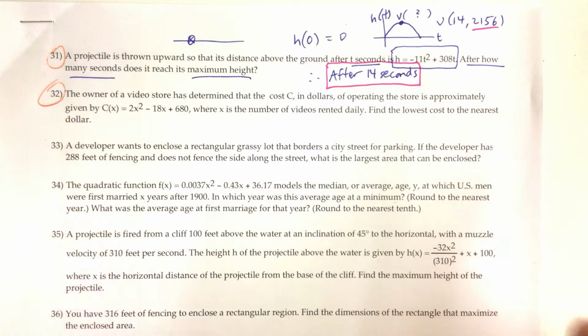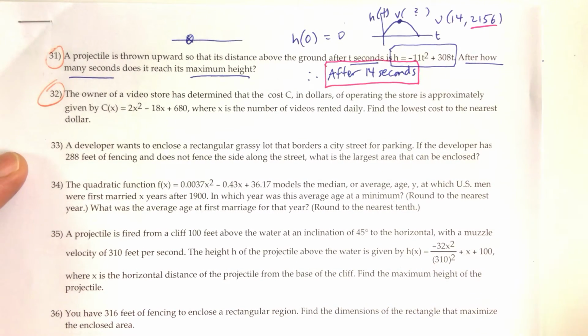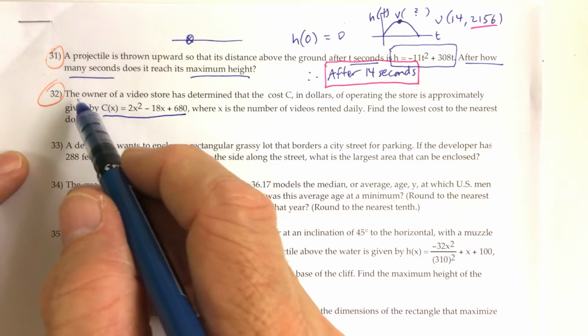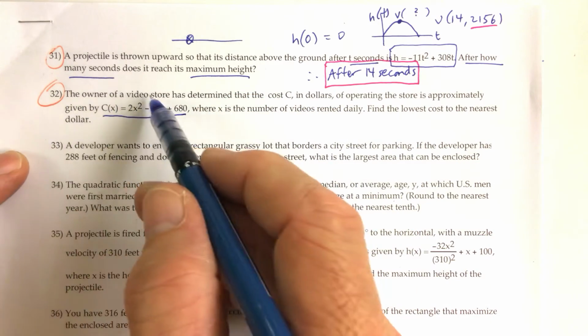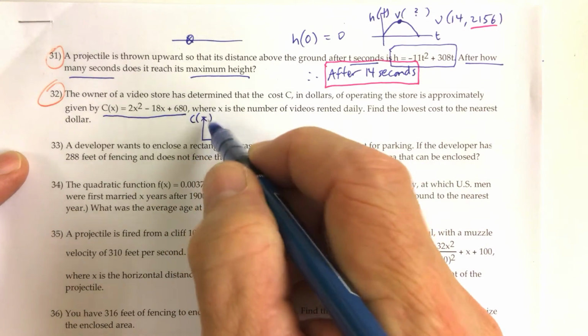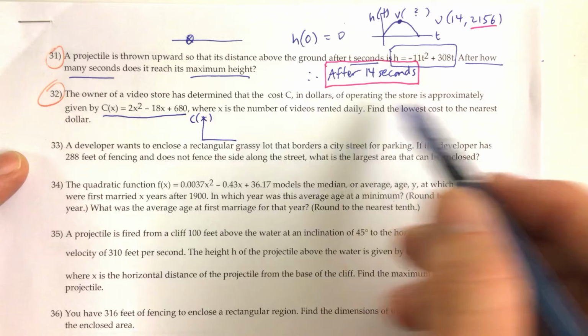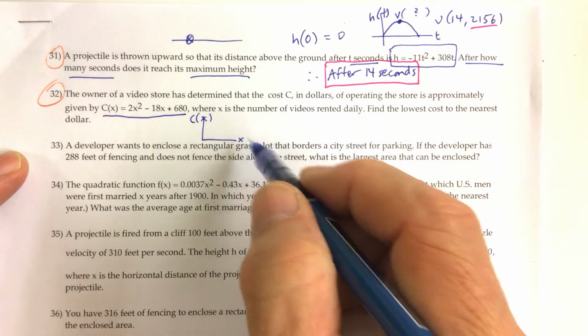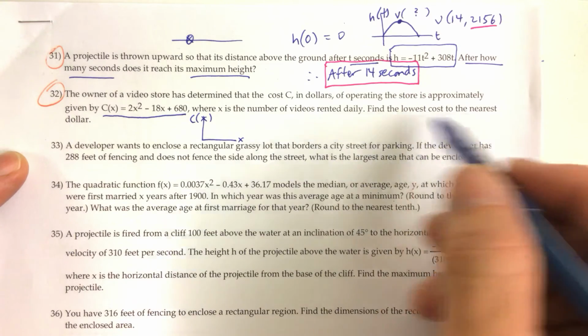All right, for problem number 32, we have the same kind of thing, meaning that we have a quadratic function. What does that represent? The owner of the video store has determined that the cost, in dollars, of operating the store is approximately given by this function. X is the number of videos rented daily, and find the lowest cost to the nearest dollar.